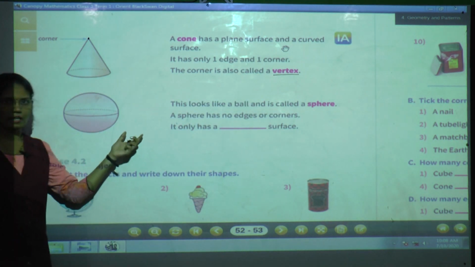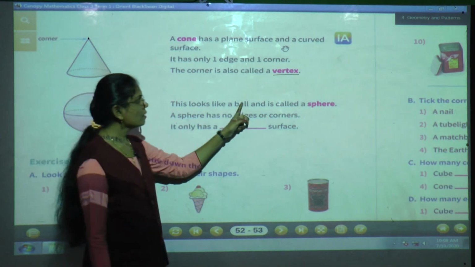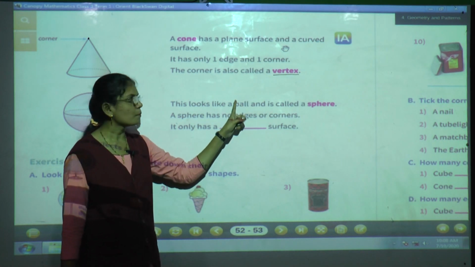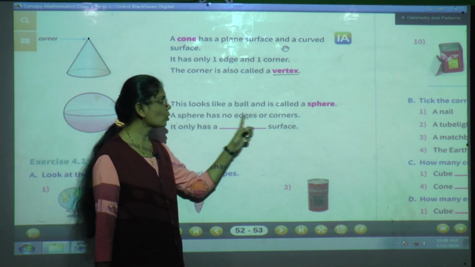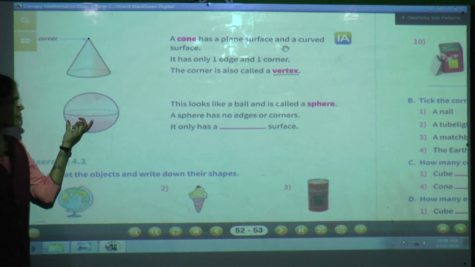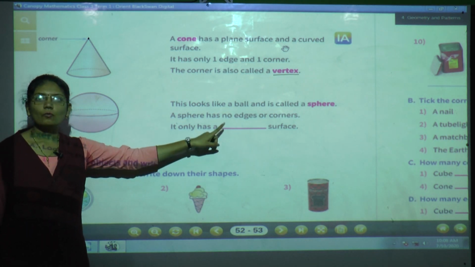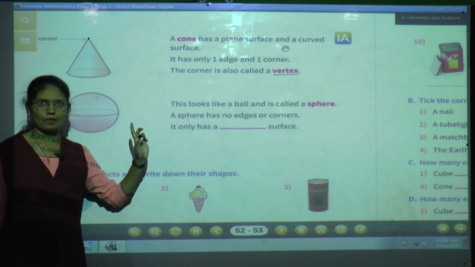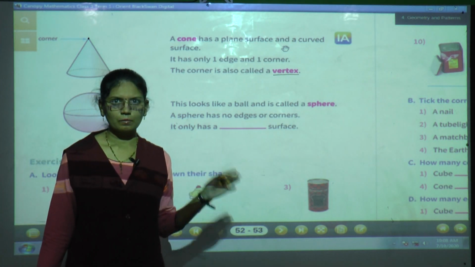And the next shape we have seen, the last shape, was the sphere. This looks like a ball. A sphere looks like a ball and is called a sphere. A sphere has no edges or corners. It does not have any corner. It only has one curved surface. This we have seen in our last period.